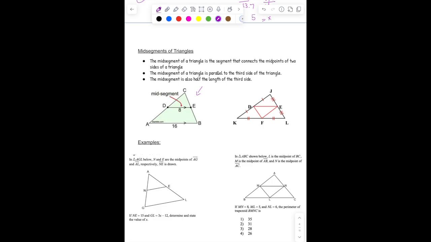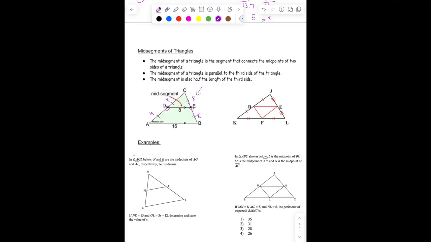Be careful, because not every segment that's parallel to the third side of the triangle will be a midsegment. You do need to be told that either you have a midsegment or that the points are midpoints. And if they are midpoints, they should divide the sides equally into congruent parts. So if this is 4, this should be 4. If this is 8, this should be 8. It should be divided equally if they're midsegments. So always just double check.